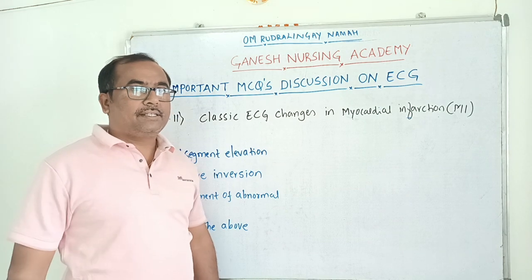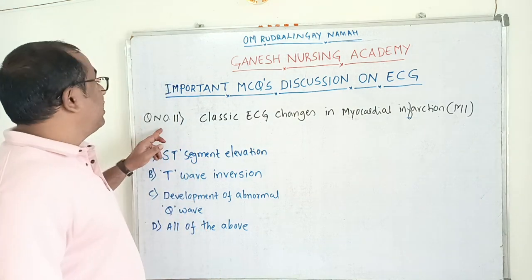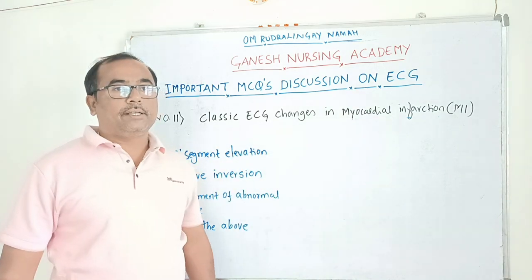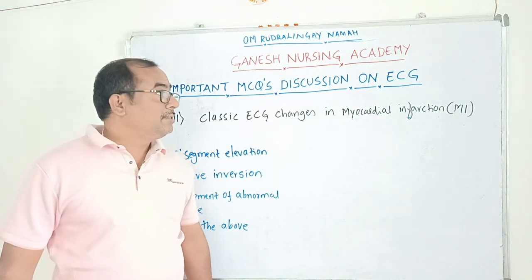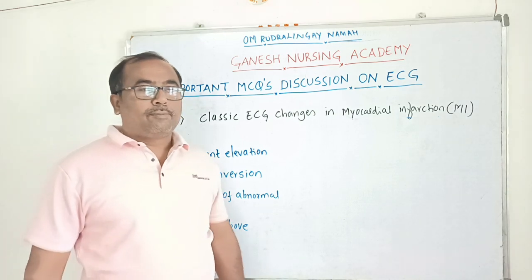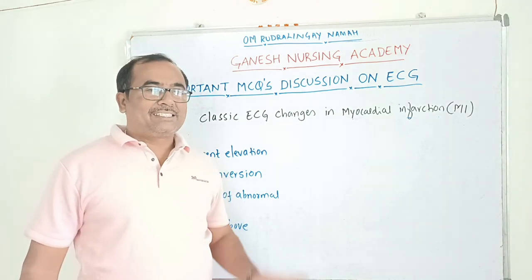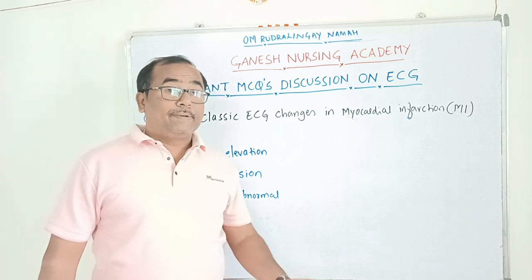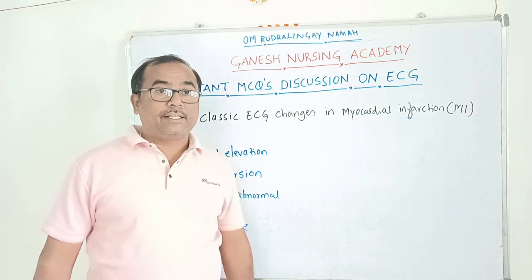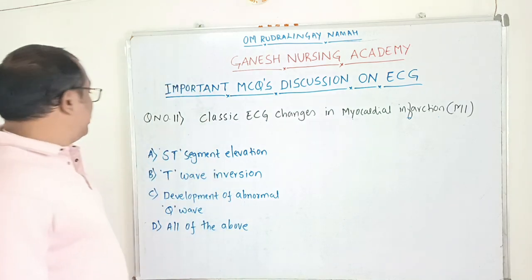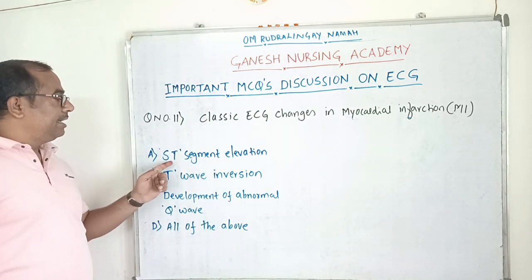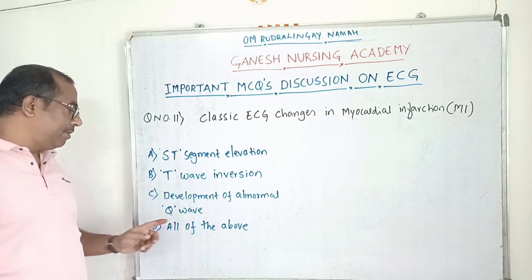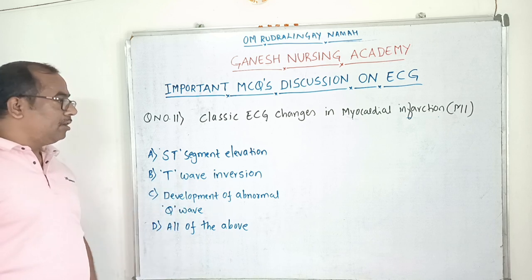Okay, dear aspirants, let's see the next question. Question number 11, classic ECG changes in myocardial infarction. Myocardial infarction means, all of you know, there is a blockage in the coronary artery that has completely stopped supplying blood to the myocardial tissues. If that happens, what ECG changes will we expect? Options are: option A, ST segment elevation; option B, T wave inversion; option C, development of abnormal Q wave; and option D is all of the above.